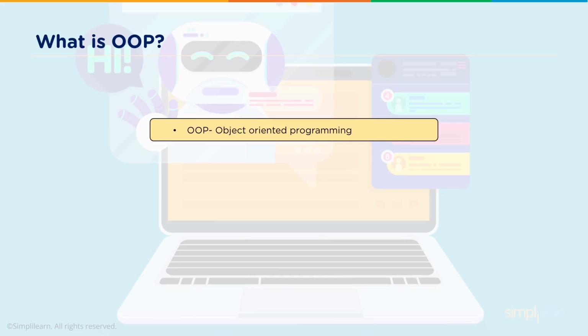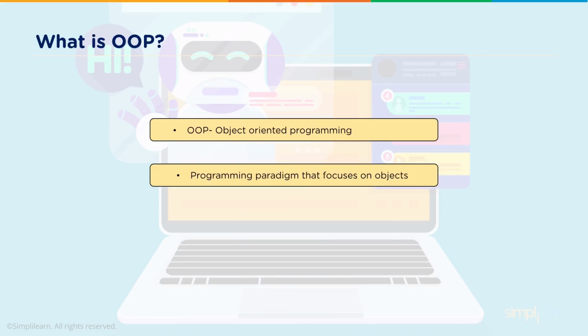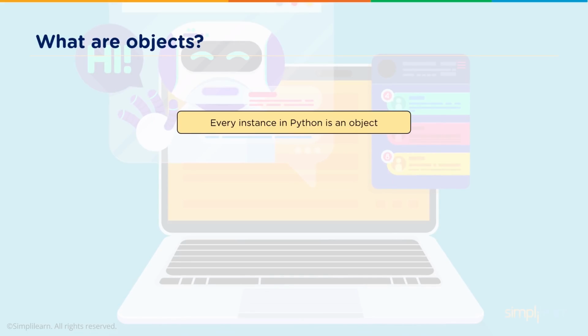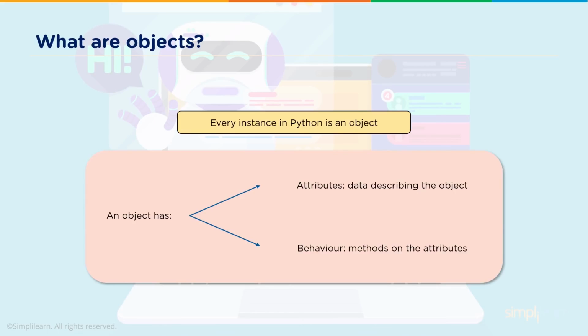We have an object. Everything in Python is an object if you look at it. It's a programming paradigm that focuses on objects. Every instance in Python is an object. So like I just said, everything you do in Python, you have an object you're looking at. An object has attributes, so we have data that's describing the object, and it has behavior, methods on the attributes. These are your definitions, your functions. And your attributes are your lists, your arrays, your NumPy arrays, your variables.